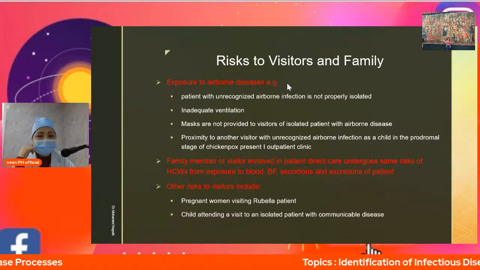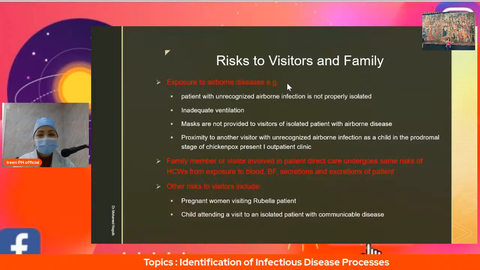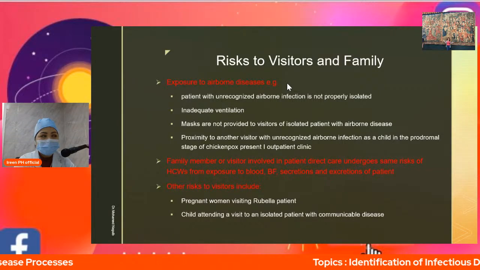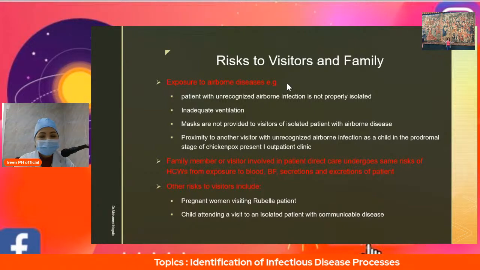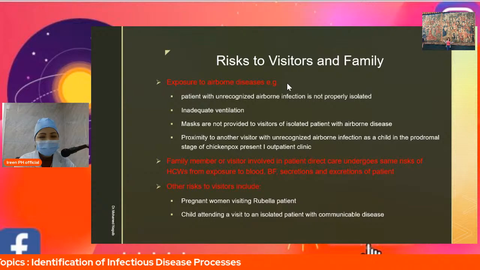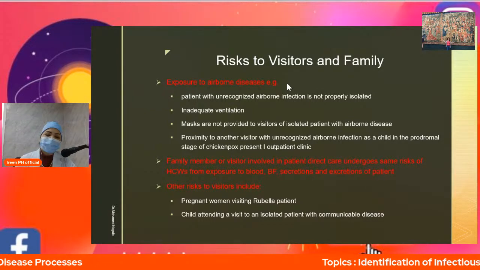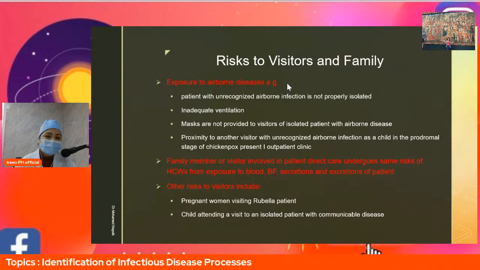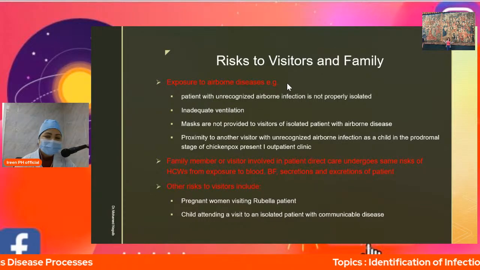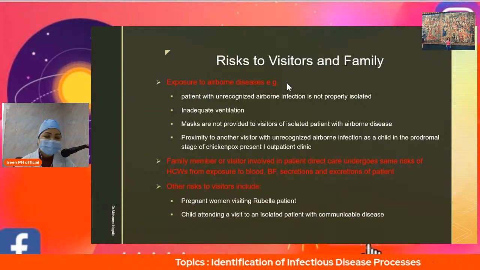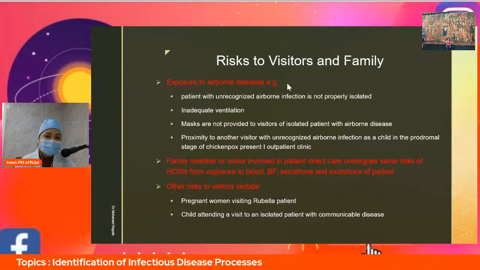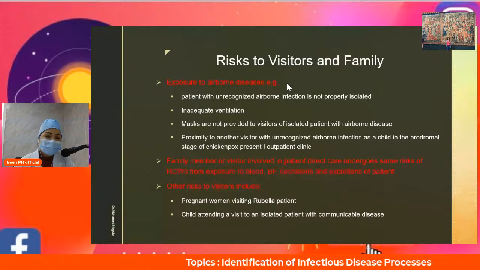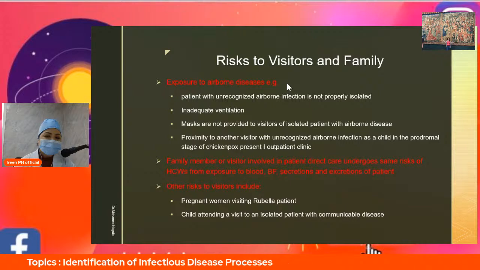Risk to visitors and family: exposure to airborne disease. A patient with unrecognized airborne infection is not properly isolated. Inadequate ventilation. Masks are not provided to visitors of isolated patients with airborne disease.